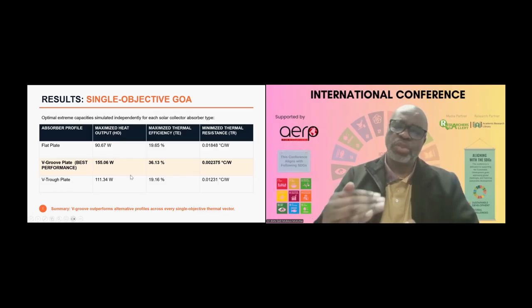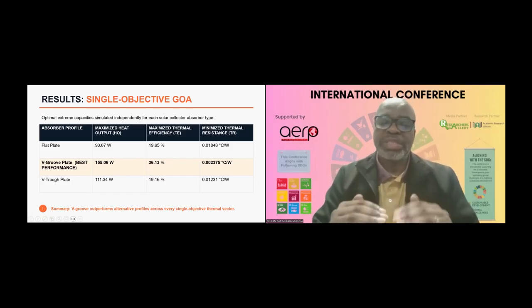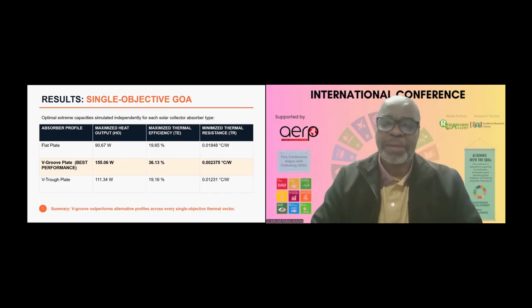We can see that by considering them individually, the V groove is giving us the best result. The output is a maximum of 155 when you compare it to the flat plate and the V draft. For the thermal efficiency as well, we are sitting at 36, while the flat plate is at 19, and the V-draft is also at 19. When we consider the thermal resistance, which must be minimized, the lowest value comes as well from the V groove. So when we consider them individually, the V groove is performing better.